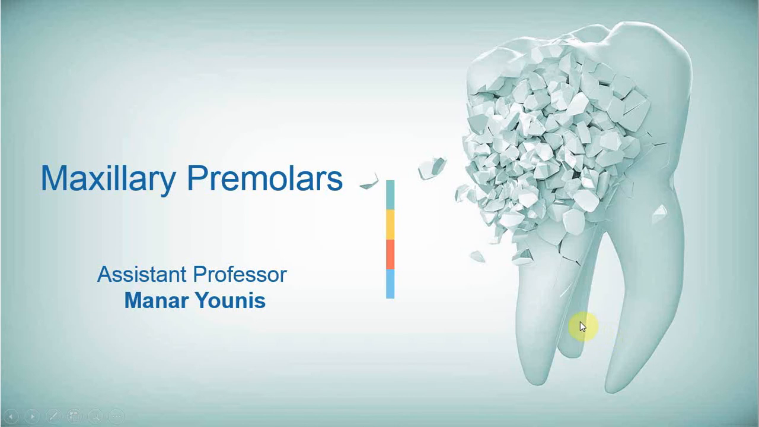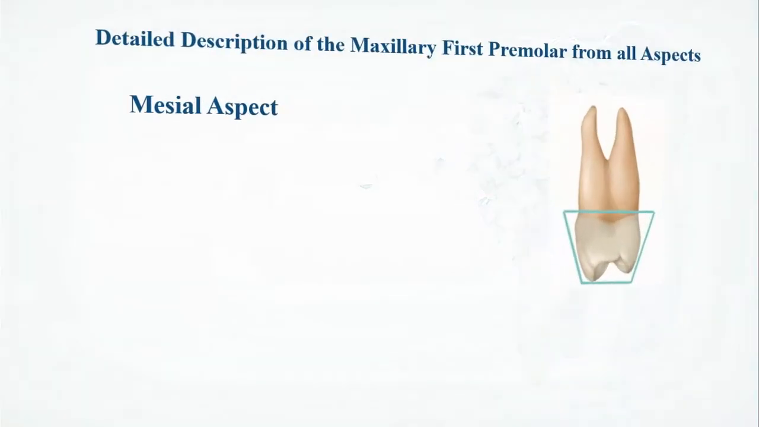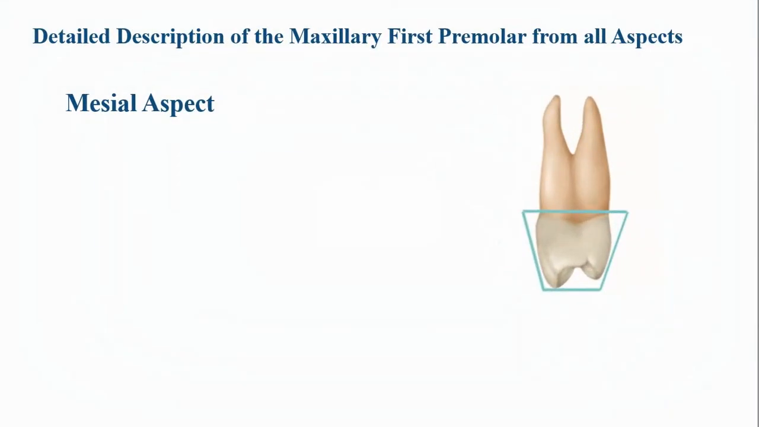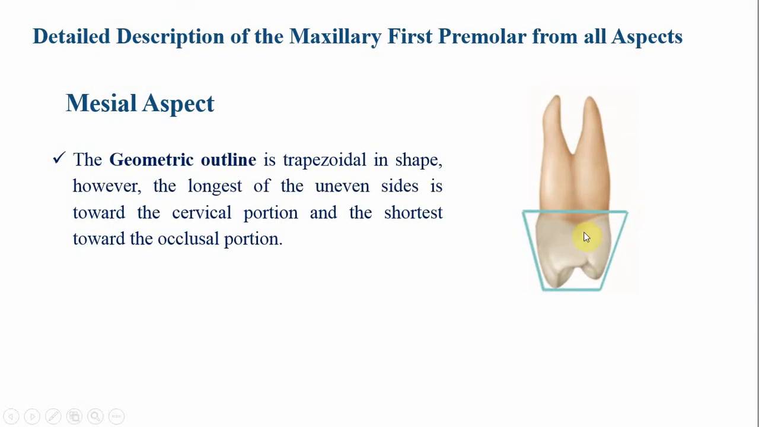Maxillary premolars. In this lecture, I will continue discussing the remaining aspects of the maxillary first premolar and the detailed description of all aspects for the maxillary second premolar. The mesial aspect of the maxillary first premolar is characterized by having a trapezoidal geometric outline.